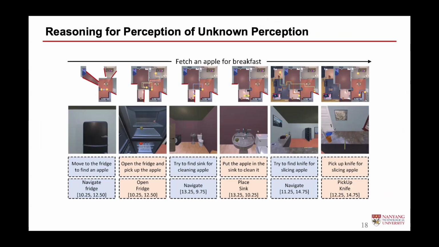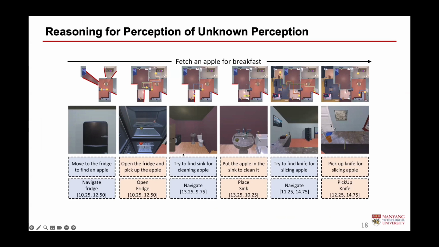Let's say we have an instruction, fetch an apple for breakfast. So our high-level planner can generate something like move to the fridge to find an apple. Obviously, it will find the semantic correlation between the apple and the fridge.